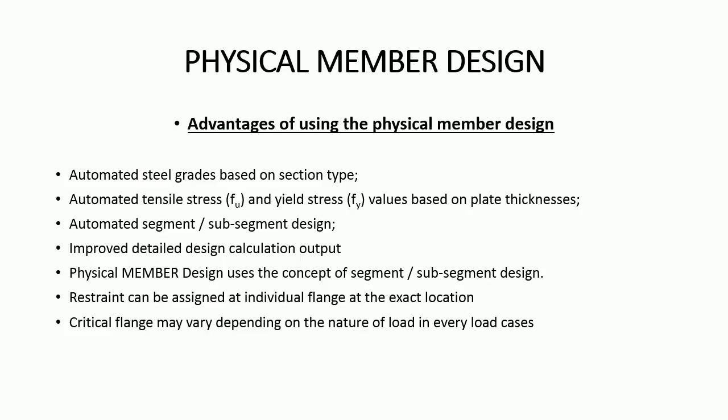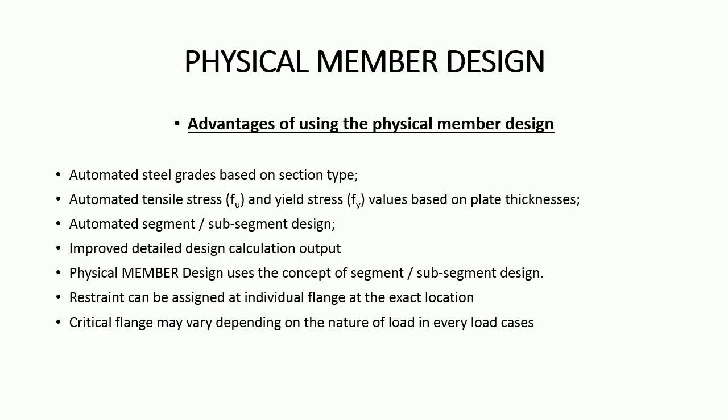So the advantages are: first, the automated steel grades based on the section type, automated tensile stress and yield stress based on the plate thickness, then the automated segment or sub-segment design. This segment or sub-segment design is a very important feature meant for the physical member design per AS4100 code. The code also coins these two terms for interpreting the unbraced length against the different restraint conditions. We will discuss this further in my worked example.